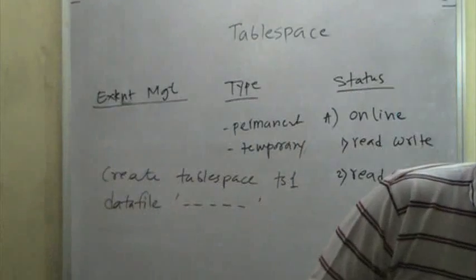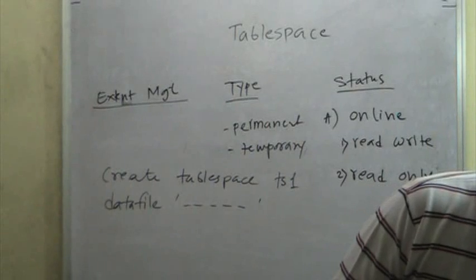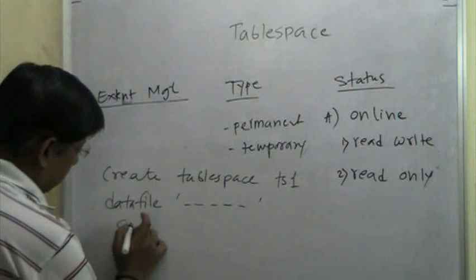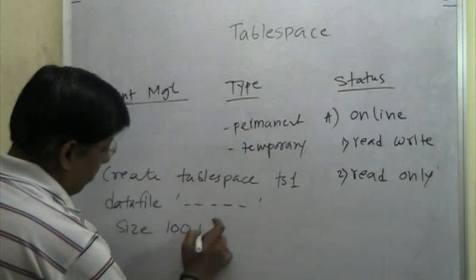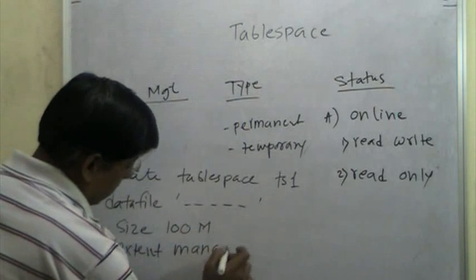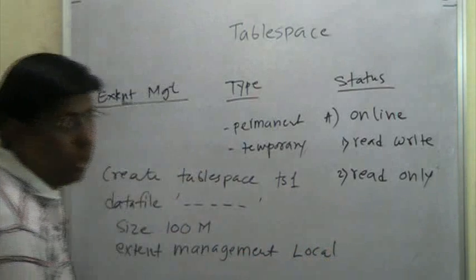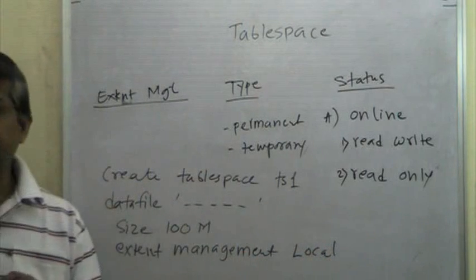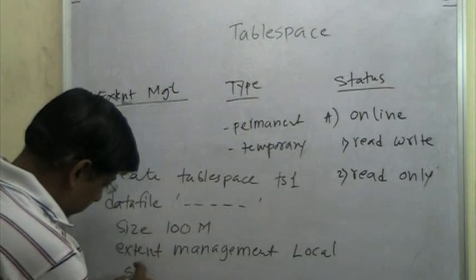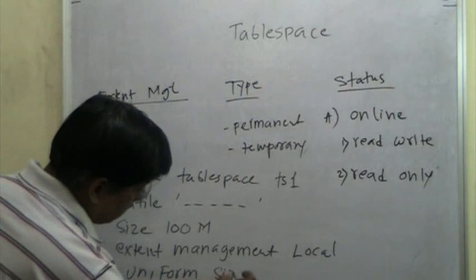Okay, and then you can specify size is equal to 10, let us say, or 100 megabytes, a very small one, and then you can say extent management local. Extent management local means you are creating a locally managed tablespace, and then you specify size or uniform size. Let me check that. Uniform size of 2 megabytes.